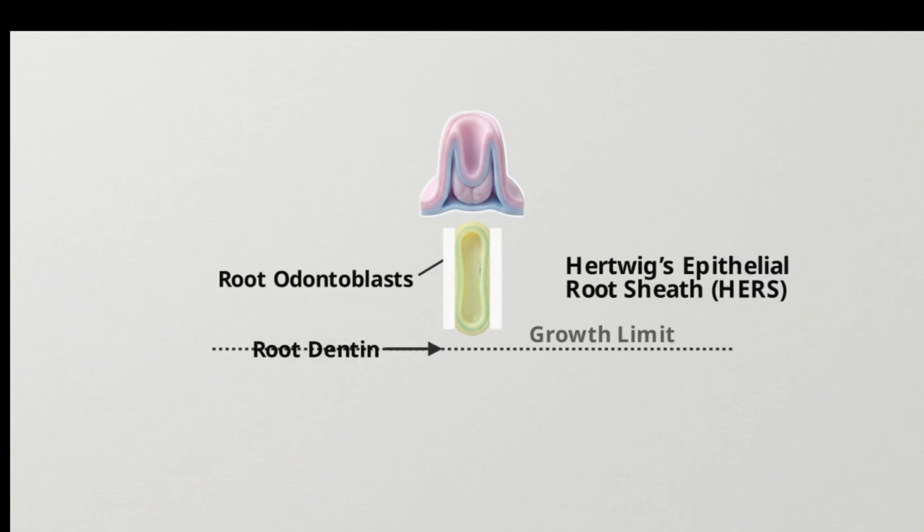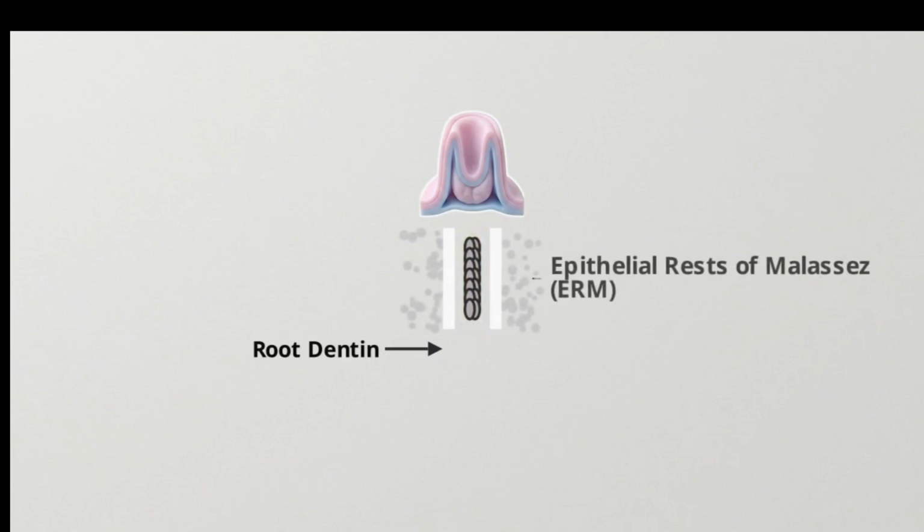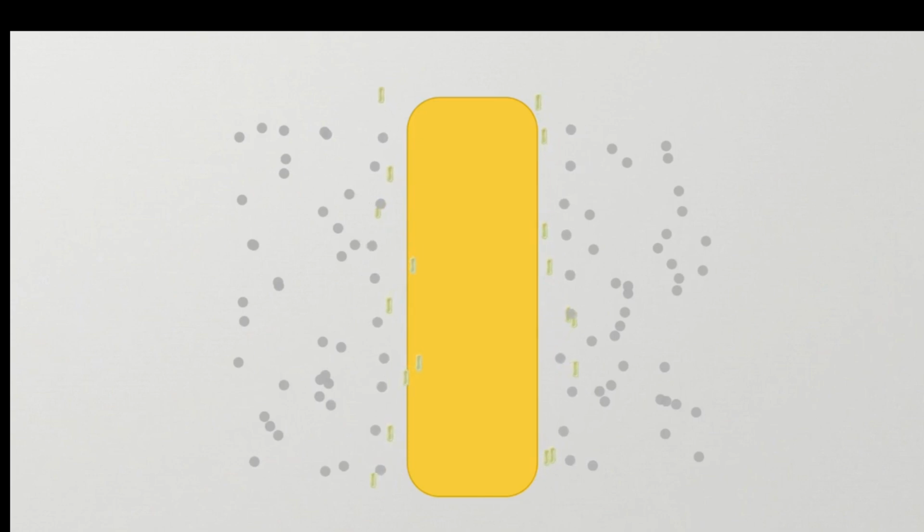Once the root dentin is formed, the epithelial tube of HERS must undergo a mandatory structural failure. It breaks apart, disintegrating into a fragmented network called the epithelial rests of Malassez. This programmed destruction is critical. By fragmenting the epithelial barrier, cells from the surrounding mesenchymal sac, the dental follicle, can finally migrate inward and make direct contact with the bare root dentin.